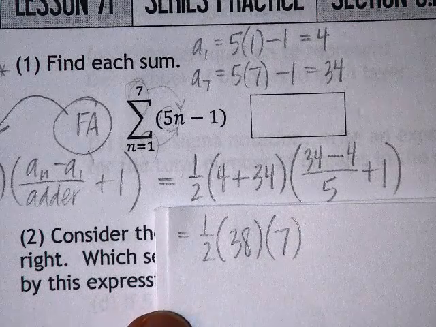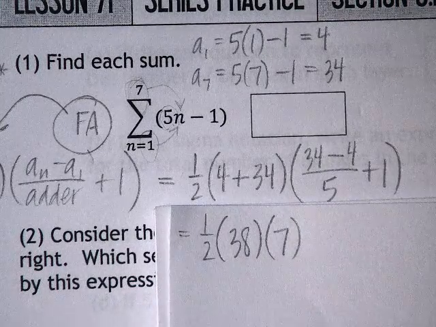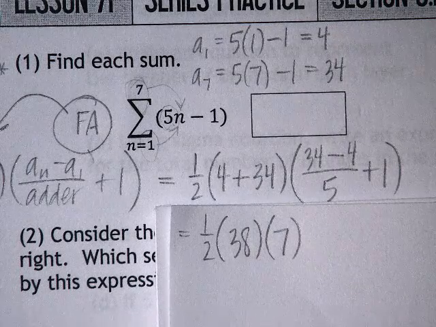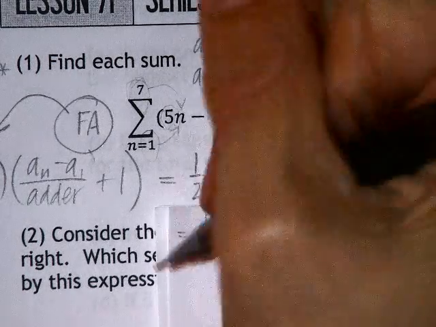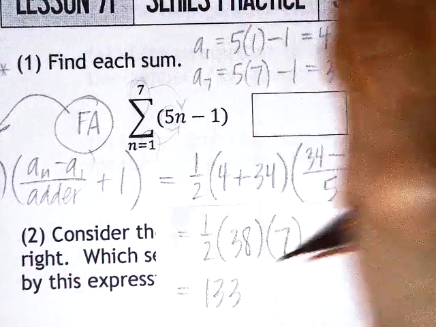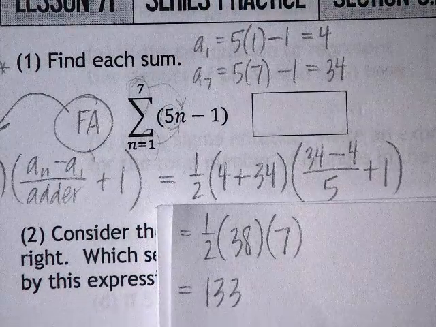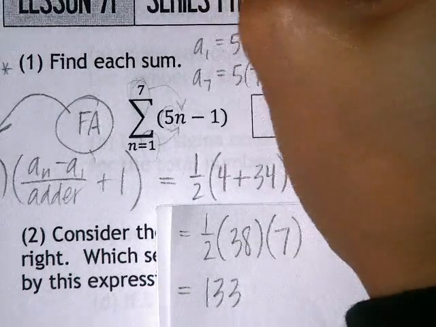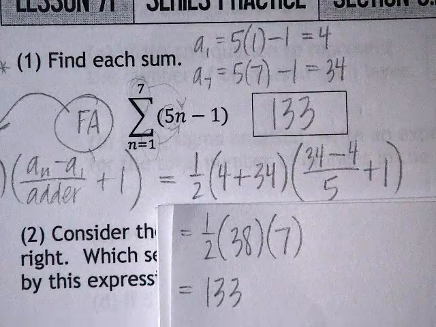Now I can multiply, and you can use a calculator for this, or you can just multiply it all in your head. It's up to you. Half of 38 is 19, and 19 times 7 is 133. So it looks like, according to my formula, the sum of the series is 133.